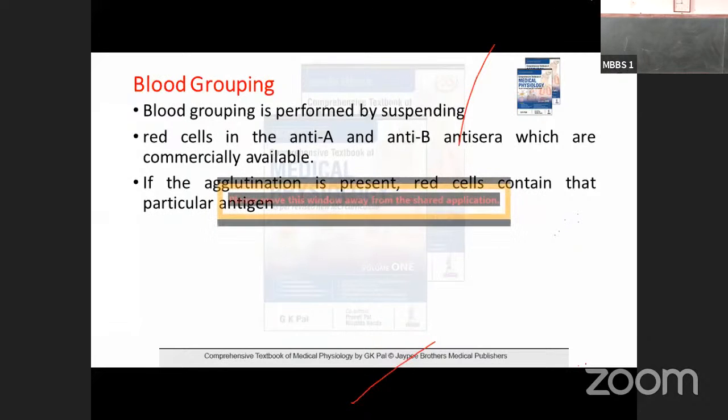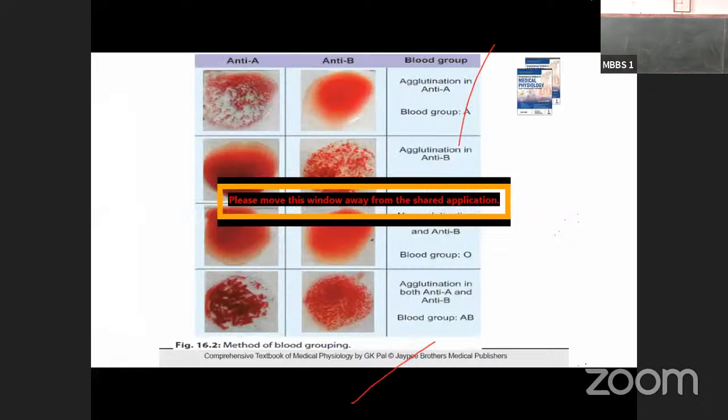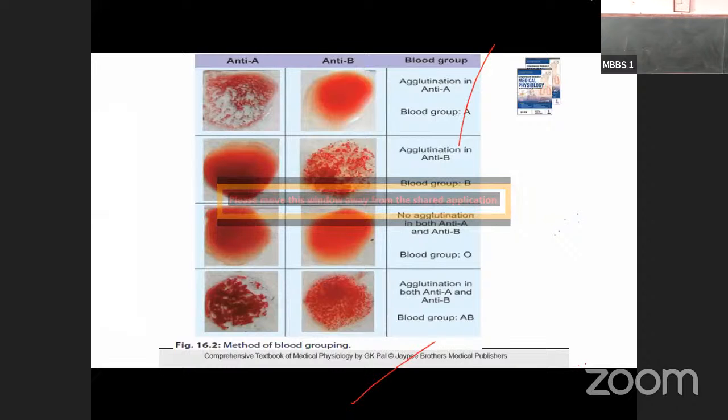So what happens if agglutination or clump formation is seen in the A group? Then the A group is present. If there is agglutination in the B, then the B group is present. So see, first there is agglutination in the A depression, so A blood group is present. In second, there is agglutination in B.